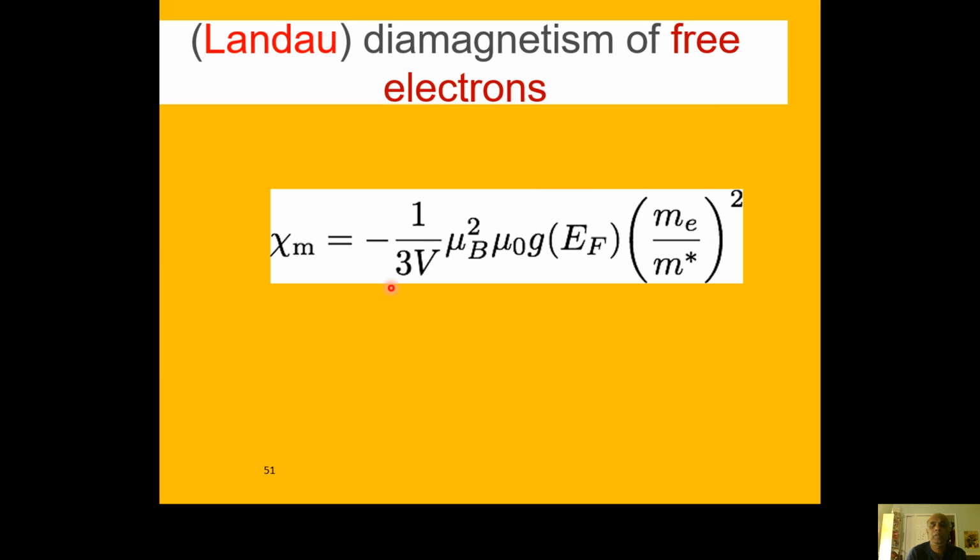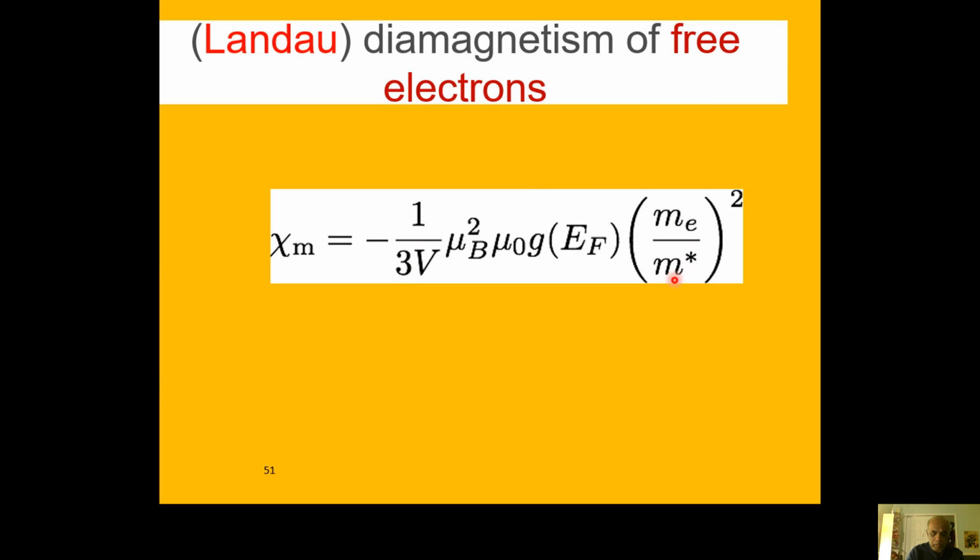That's not too difficult. You have this factor for the effective mass versus the electron mass. If they are the same, you can neglect this term. So now we actually have four contributions, right? Larmor diamagnetism from atoms. Then we have Curie paramagnetism due to the atoms.